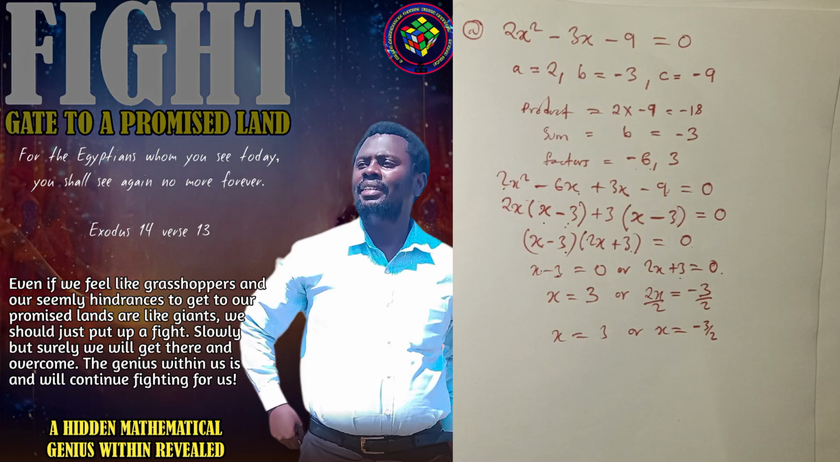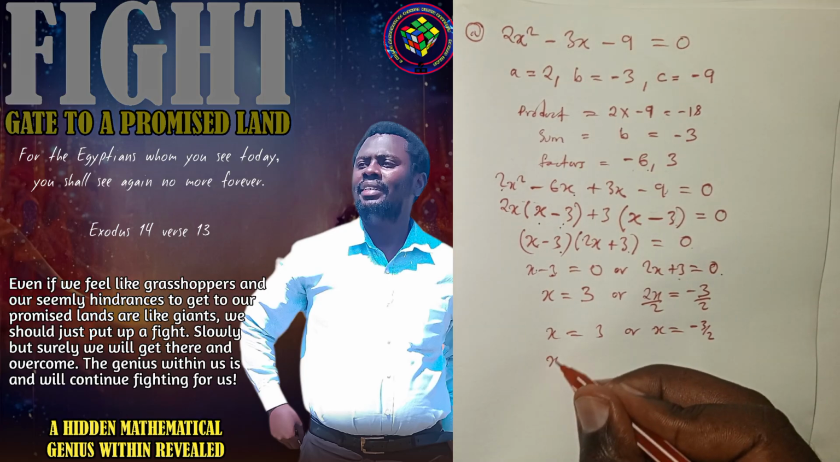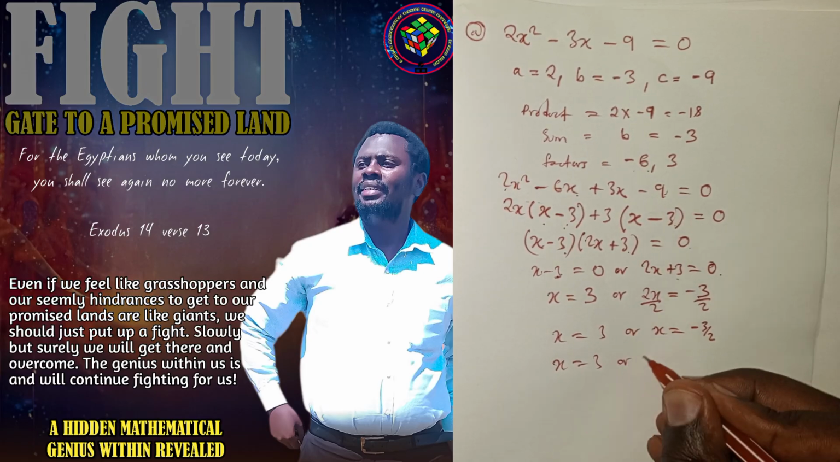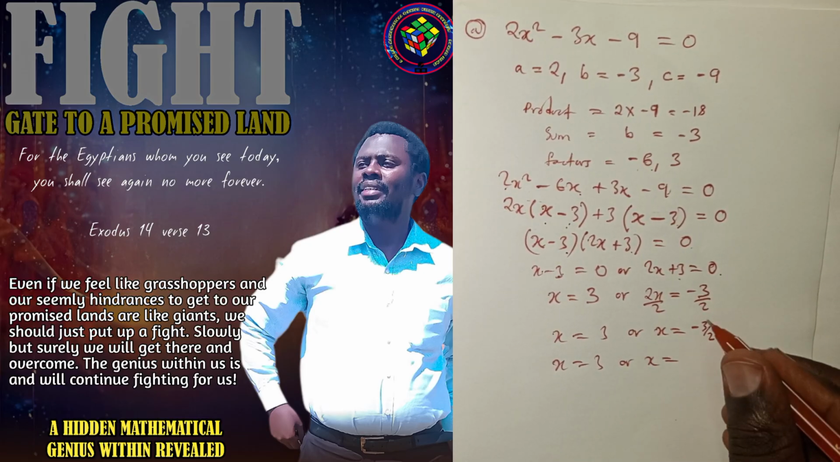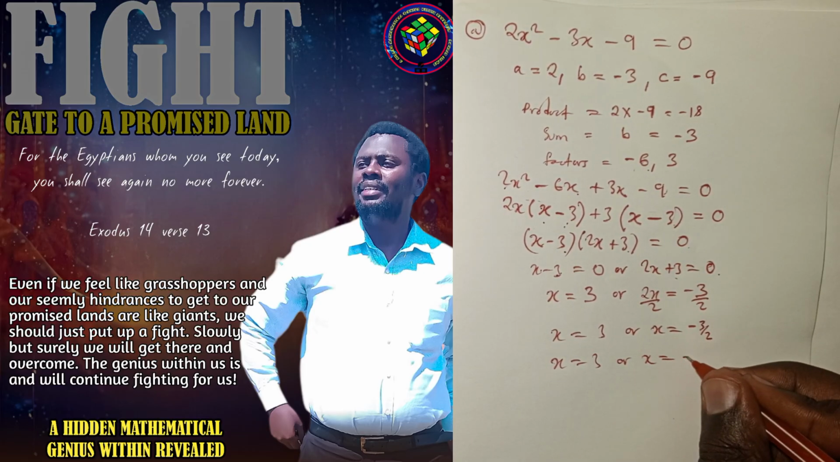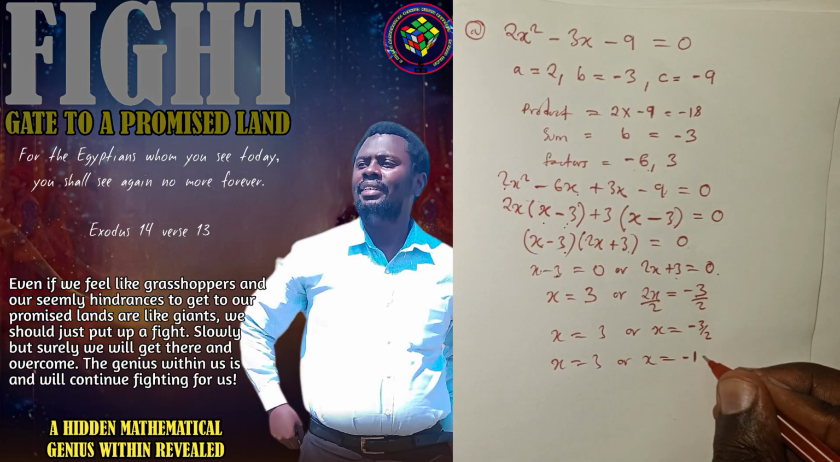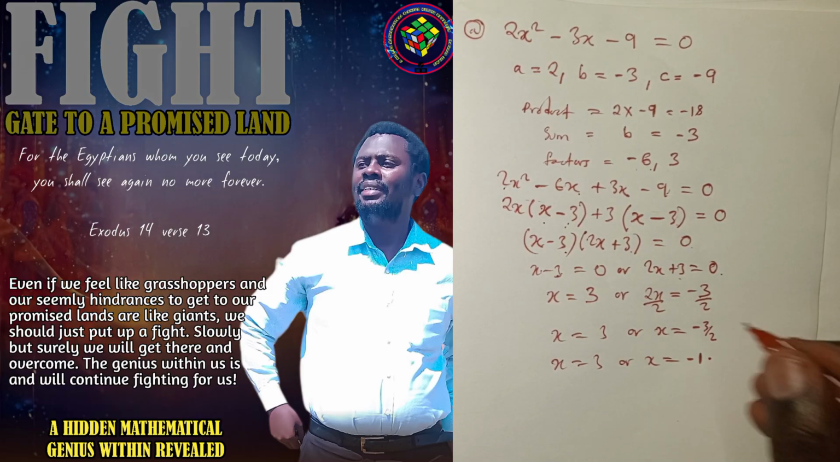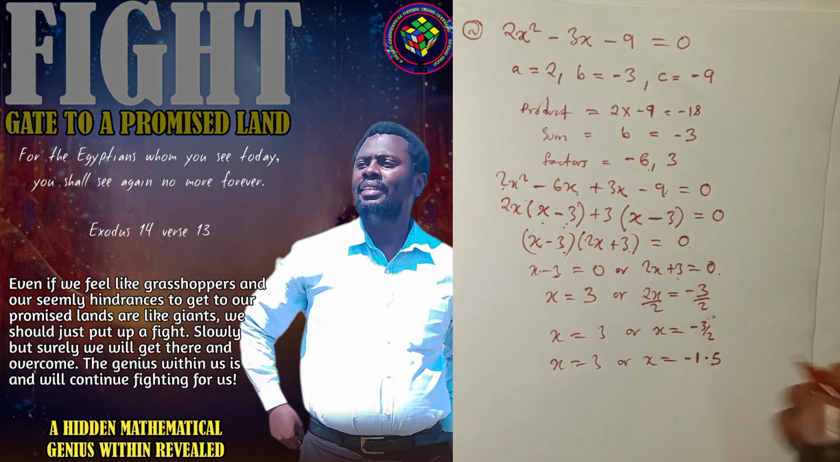Okay, so according to the Examination Council of Zambia standard, we don't leave answers as improper fractions. So you either leave it as a mixed fraction or a decimal number. So we have x is equal to 3, or x is equal to 2 in 3, it's 1. That is negative 1 point. There is a remainder of 1. So you add the 0 there. 2 in 10, you get 5.